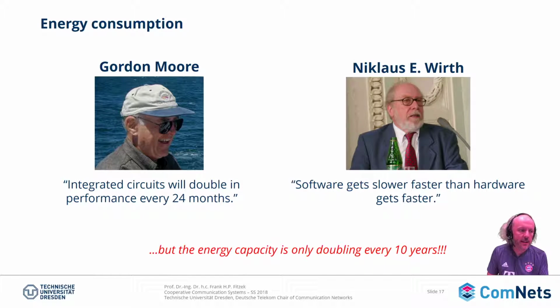Moore's law said that integrated circuits will double in performance every 24 months. And Niklaus Wirth said once, software gets slower faster than hardware gets faster. So you see that on one end, the hardware is trying to get faster, but even the software is getting slower and slower because it is more complex.